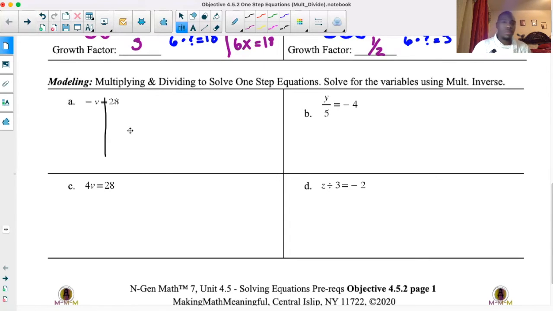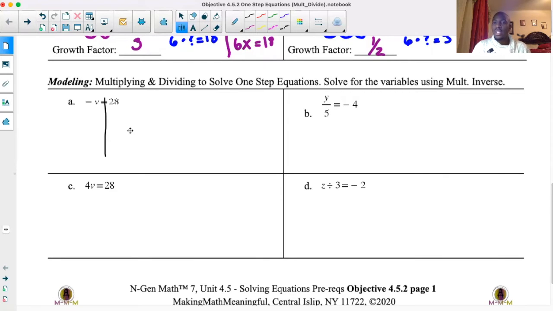Now, Mr. Woodford, what do you mean V by itself? It looks like V is already by itself, but there's a subtraction sign in front of it. That's not necessarily a subtraction sign as much as it is a negative sign. So we have negative V by itself, not positive V. We want to get positive V by itself. How do I do that, Mr. Woodford? I tell you this, there is a number that's in front of V here that we need to identify.